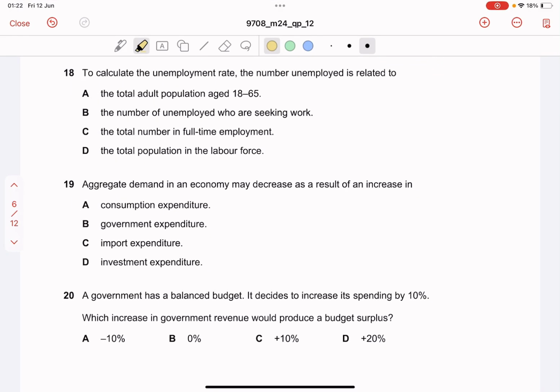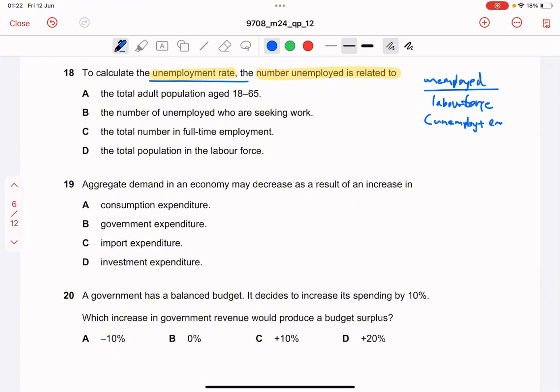To calculate the unemployment rate, the number unemployed is related to, so we are going to calculate the unemployment rate. To do that, it will be the number of people who are unemployed divided by the labor force, which is the total number of people who are a part of the labor force. Basically, the number of unemployed people plus those who are employed. That is the labor force. That's how you calculate the rate. So now it says the number unemployed is related to, meaning divided by, the labor force. So we're going to look for an answer that matches up with this.